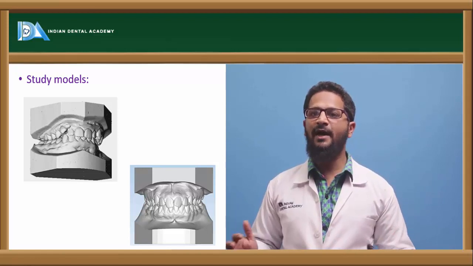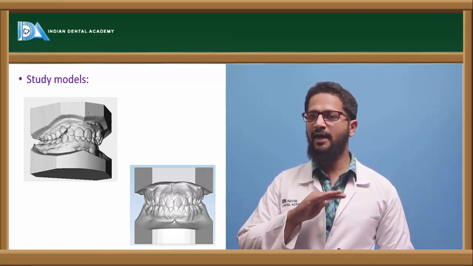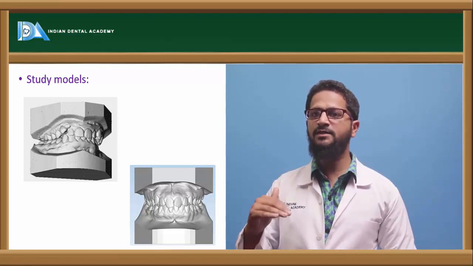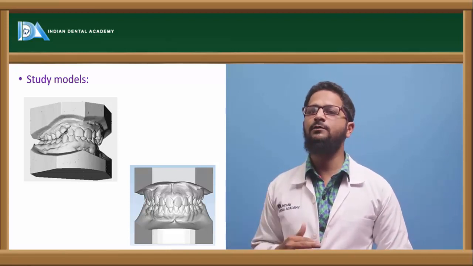After this, now we have two casts, the maxillary cast and the mandibular cast. Both bases will be parallel to their occlusal planes, and the back of the maxillary cast will be at 90 degrees to its base. The base of the maxillary cast will be parallel to its occlusal plane and the base of the mandibular cast will be parallel to its occlusal plane.